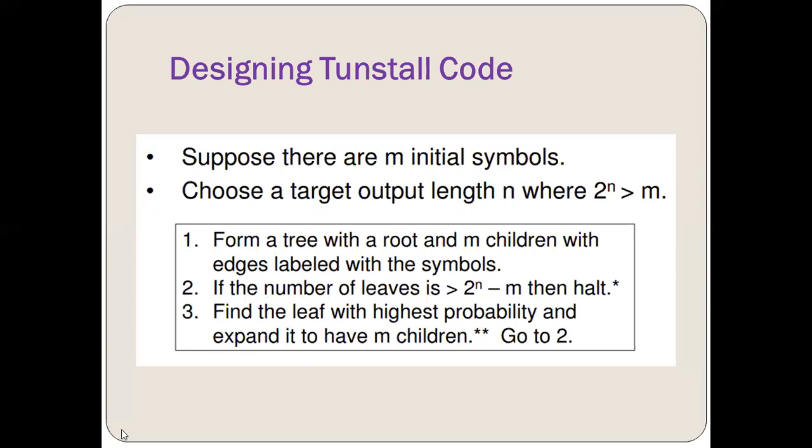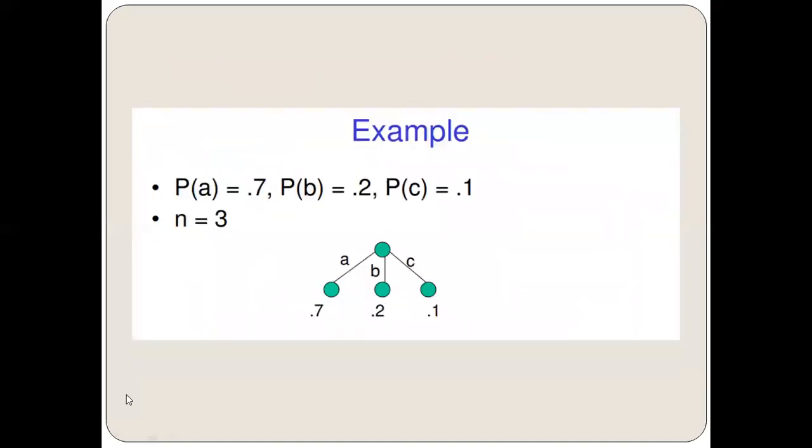Suppose there are m initial symbols, and the target output length is n, so 2 raised to the power n should be greater than m. So I have to form a tree. Let's directly move to a question and see how we have to form a tree. This is a very simple process.